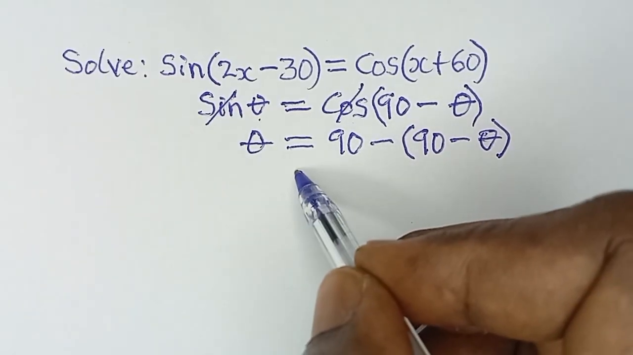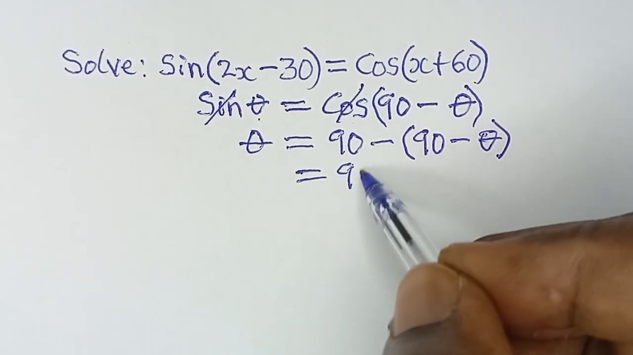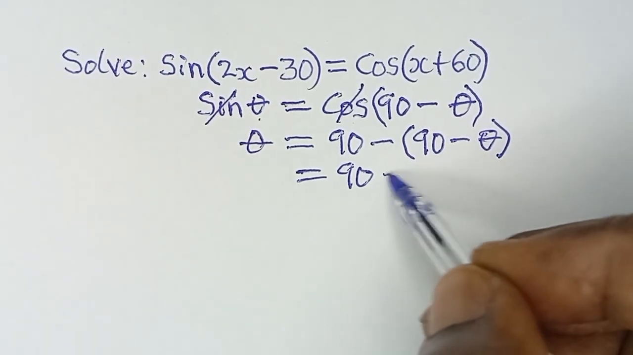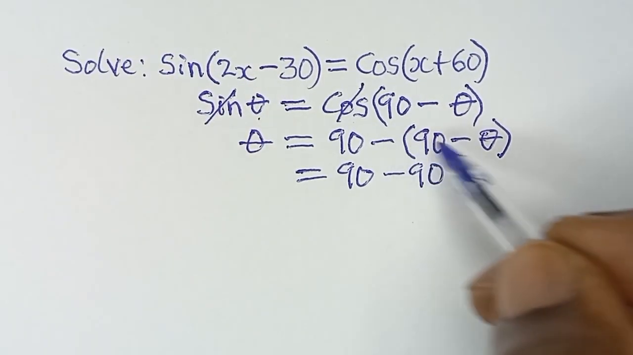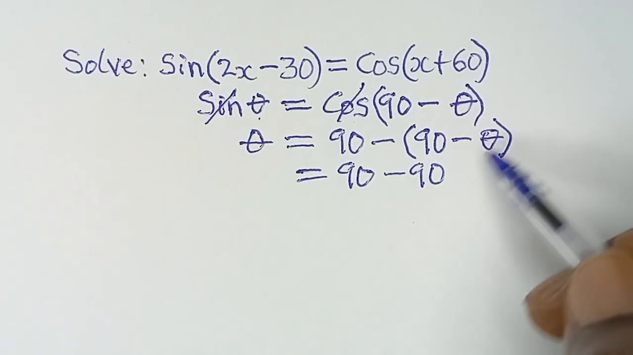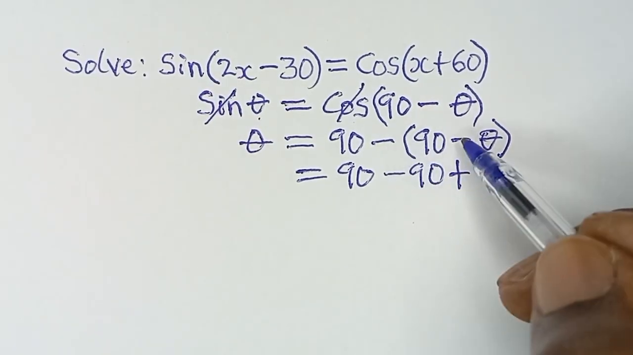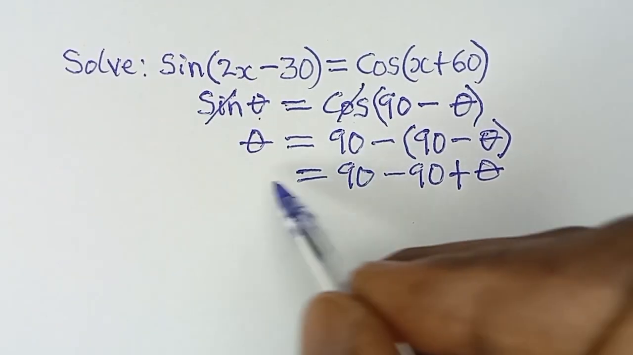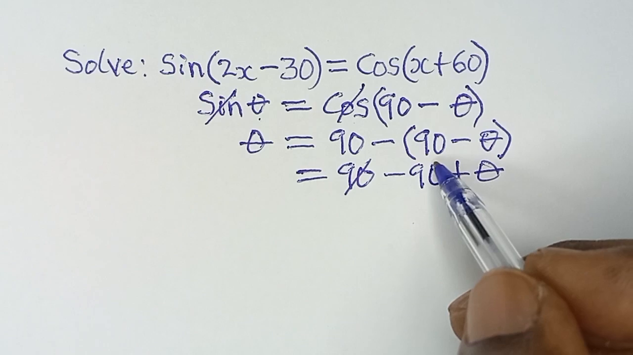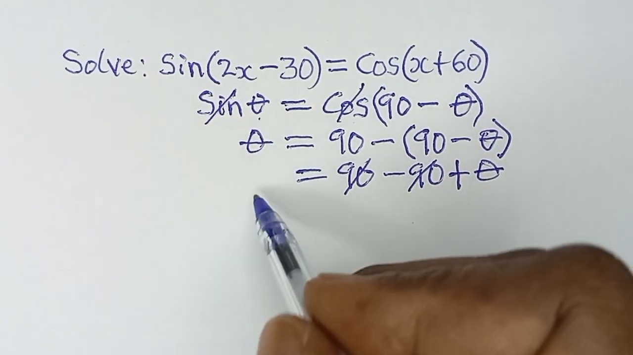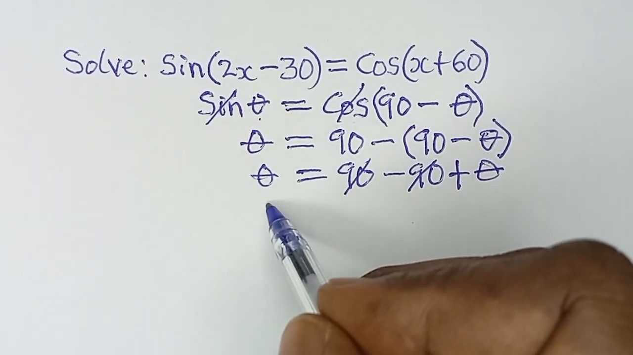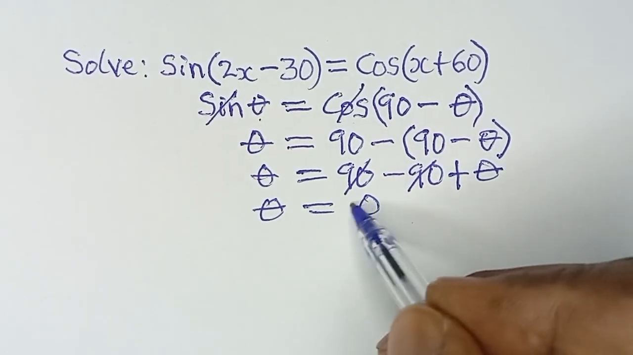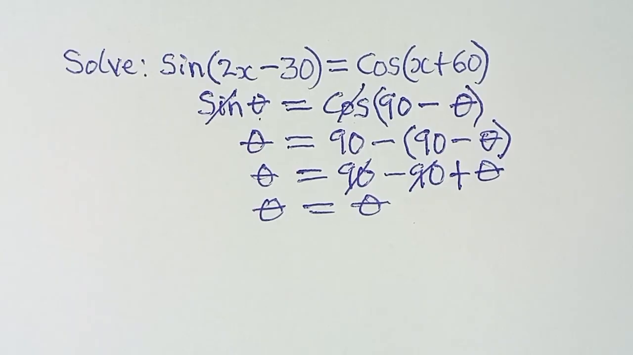So theta is equal to 90 minus what we have in front of the cosine. Let's solve further. If we expand this bracket, negative multiplied by the positive 90 gives us negative 90. Negative multiplied by negative theta will give us positive theta, because negative multiplied by negative is positive. So 90 minus 90 is 0. Don't forget theta is here, so we can now show that theta is equal to the positive theta that we have on the right.